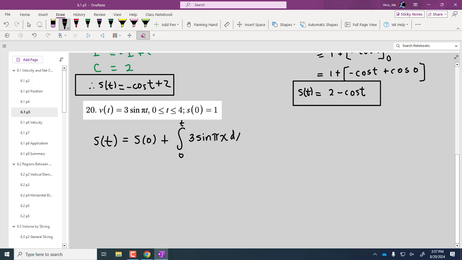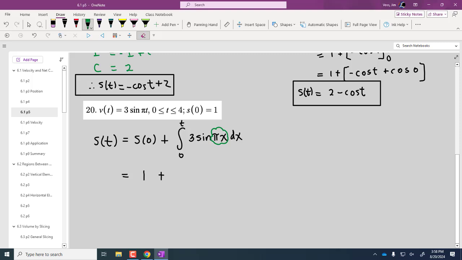We don't want our dummy variable to conflict with our independent variable, the variable of the function. So we always switch the dummy variable to x. And then we're good to go. Then we substitute. S of 0 is 1. Look, the inside of that sine has what kind of function? Linear, quadratic, cubic? Linear. Bells should be ringing.